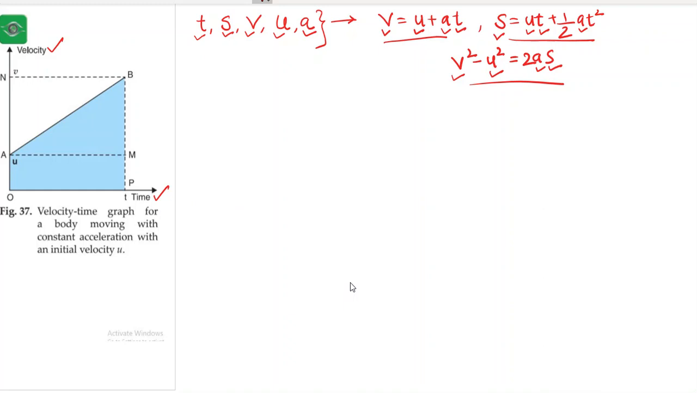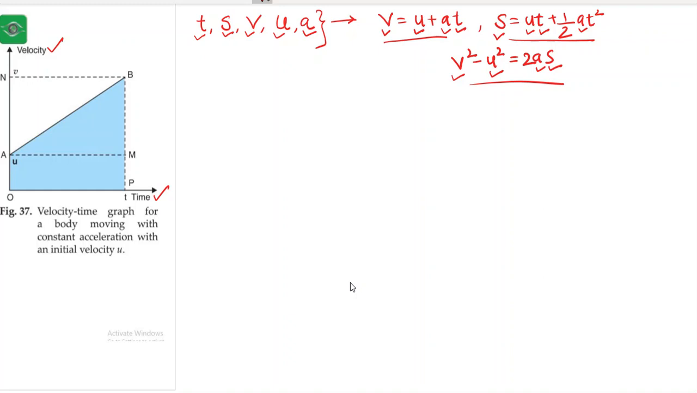Consider motion of a body moving in a straight line with increasing velocity. So what we are considering? Motion of a body moving in a straight line whose velocity is increasing. So this velocity time graph is an inclined line. That means the body is accelerating. Its speed is increasing, right? Velocity is increasing with time.